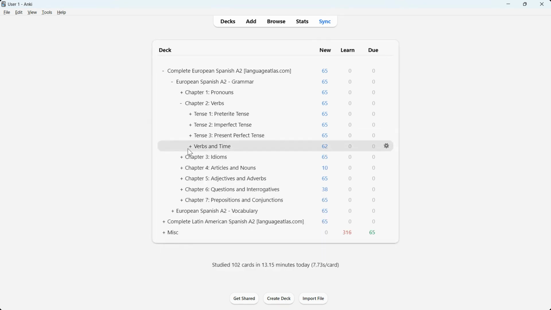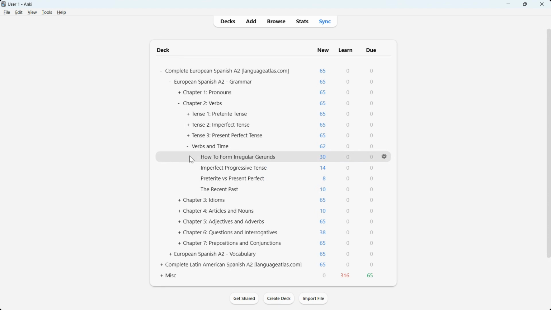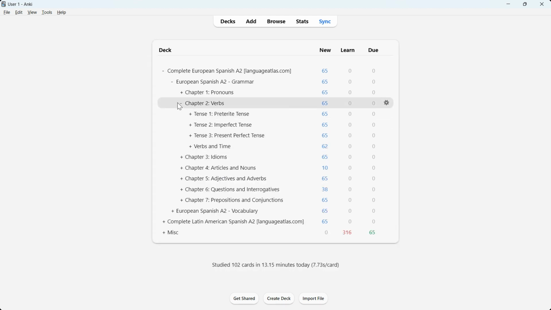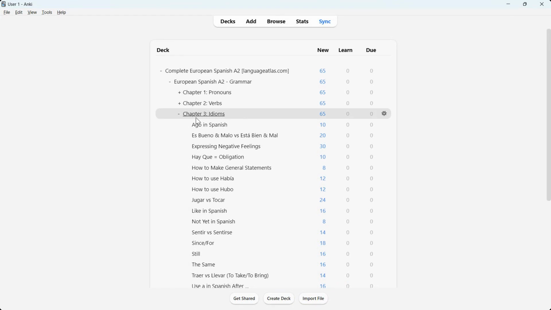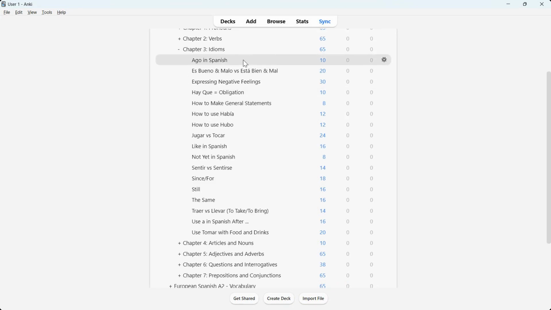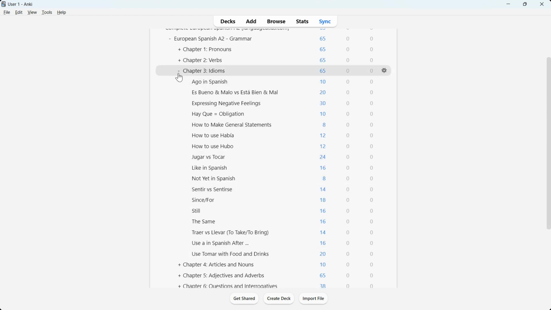Then we have some more on verbs and time. So how do you form irregular gerunds, the imperfect progressive tense, pre-3 versus present perfect, and the recent past. That was chapter 2, verbs. We have chapter 3, idioms. So ago in Spanish, how to express negative feelings, like in Spanish, the same, these kind of things.